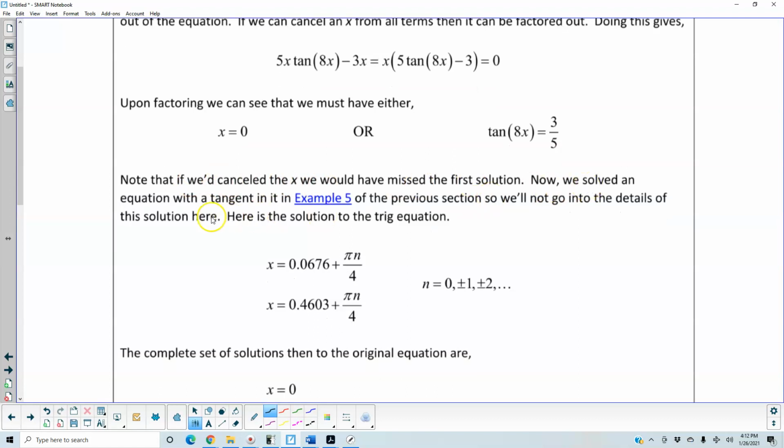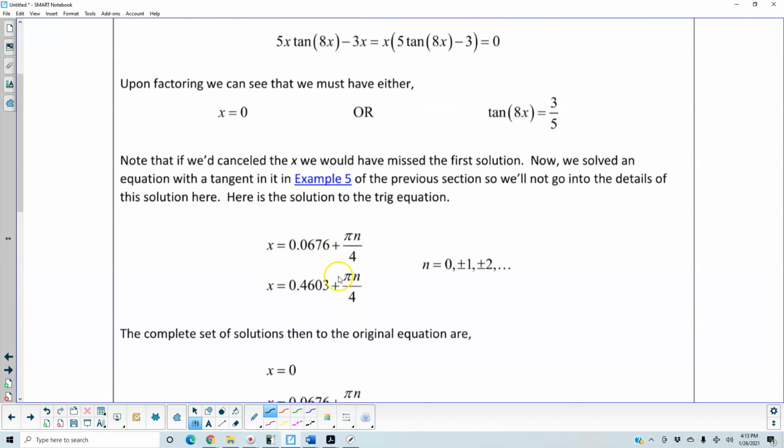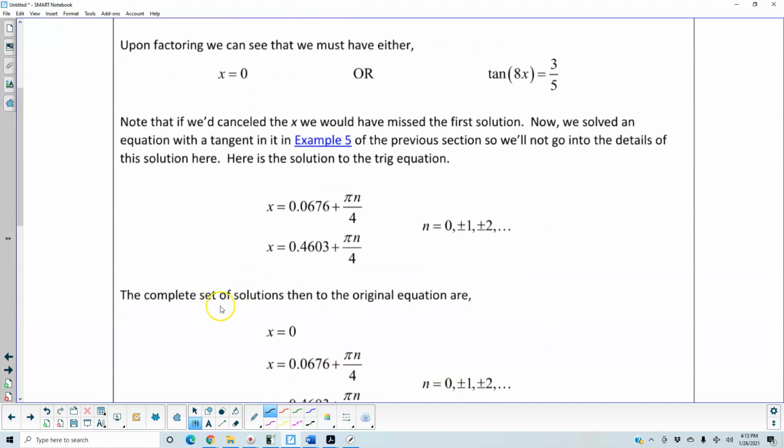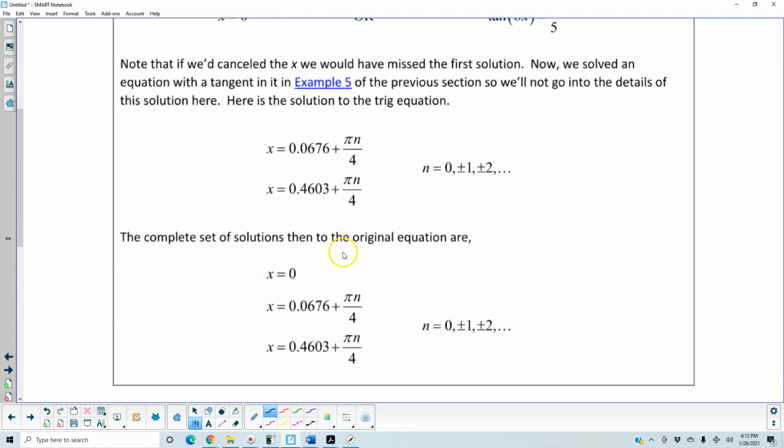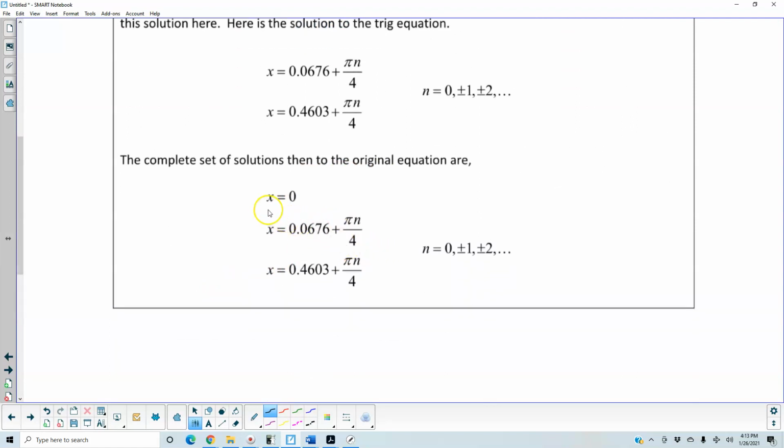Now we solved an equation with a tangent in it in example 5 of the previous section, so we'll not go into the details of the solution here. Here's the solution to the trig equation. So for this equation, we got x equal to 0.0676 plus pi n over 4, and x equal to 0.4603 plus pi n over 4. And then the complete set of solutions to the original equation are the following. x is equal to 0, and then those two that we just mentioned.